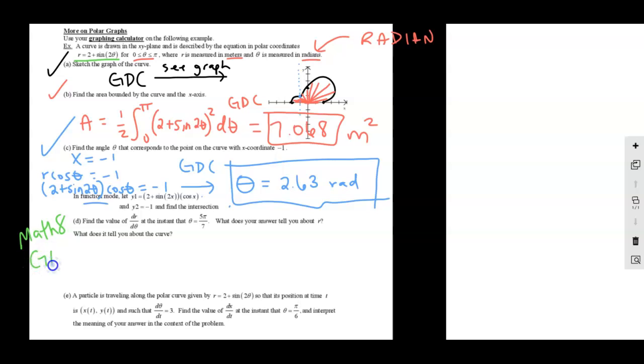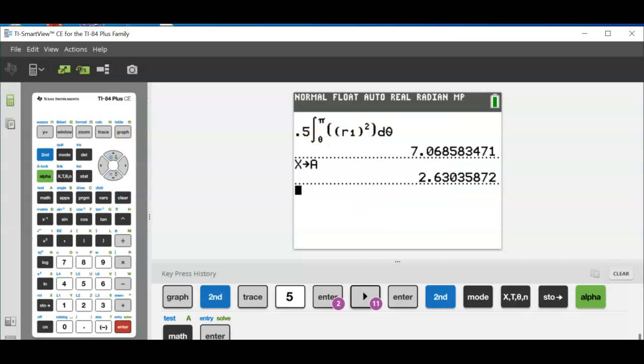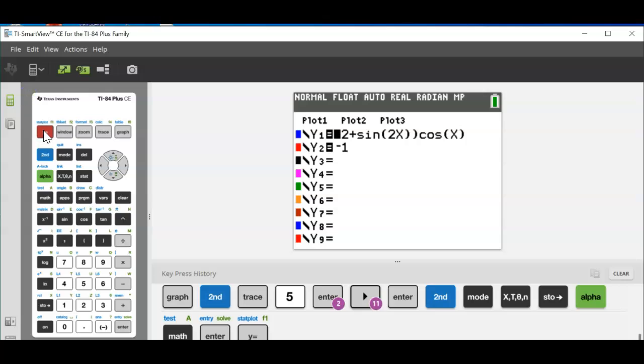So we're going to do this, right? We're going to use our graphing data calculator. We're going to use math 8. But I'm just going to take the derivative of r, which is 2 plus sine of 2 theta. And we're just going to math 8 it, and then we're going to tell it to evaluate at 5 pi over 7. I think you can do this either in polar mode, or I think you can do it in rectangular mode. Let's go check.